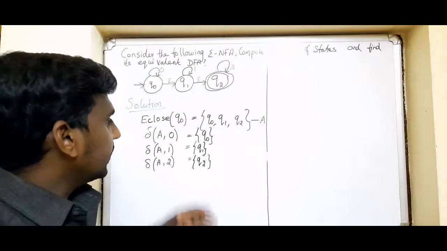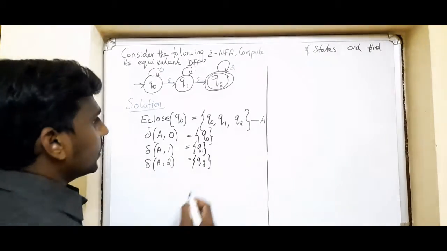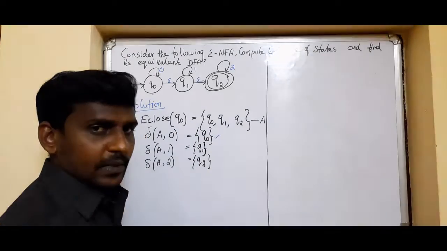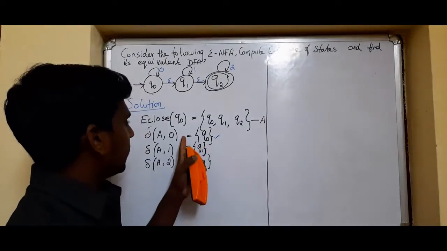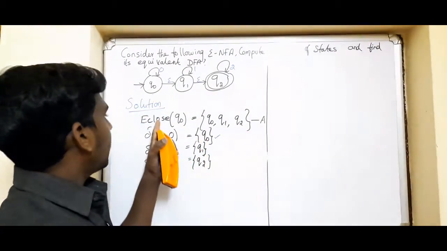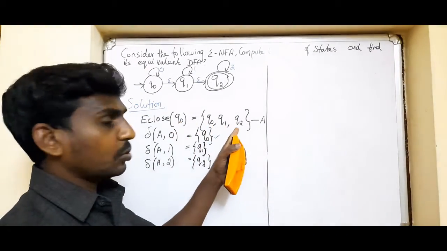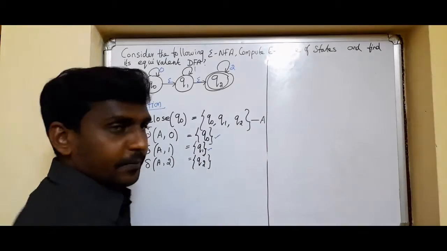Then which state do I have to find E closure for? See, this is over. Then I have to find E closure for this one. If you have a pencil, slightly mark the E closure. I want to find E closure of Q0, but I already found E closure of Q0. That's what I got: Q0, Q1, Q2. So this is over. Then I have to find E closure of Q1.